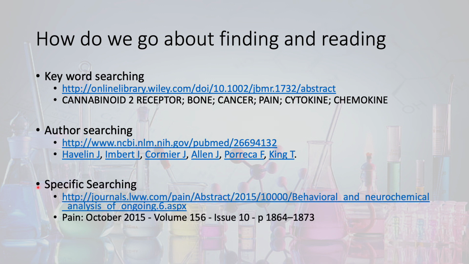And then the last example, typically you already have your answer here. You can use specific searching, right? So this is a specific paper from the journal named Pain, not to be confused with the Journal of Pain, but the name of this journal is Pain. We know it was published in October 2015. It's in volume 156, issue 10, on pages 1864 to 1873, right? We could technically go in and plug in that specific information and locate that specific paper.